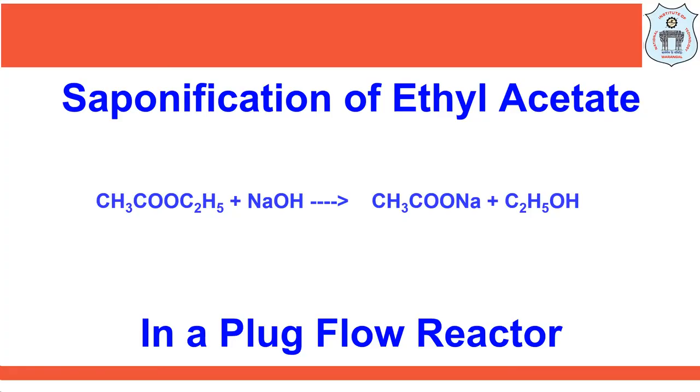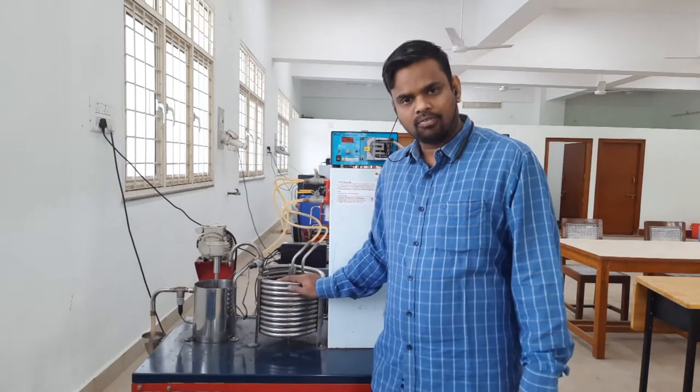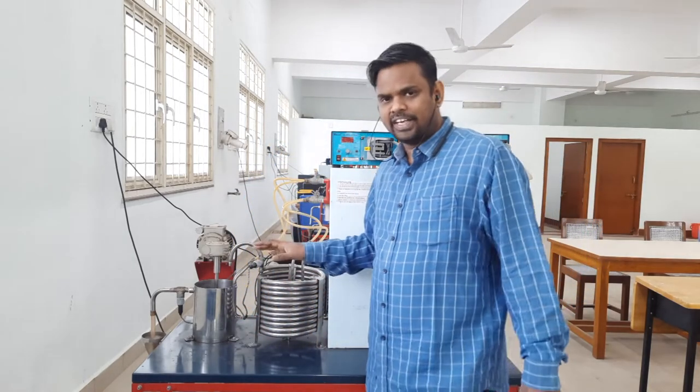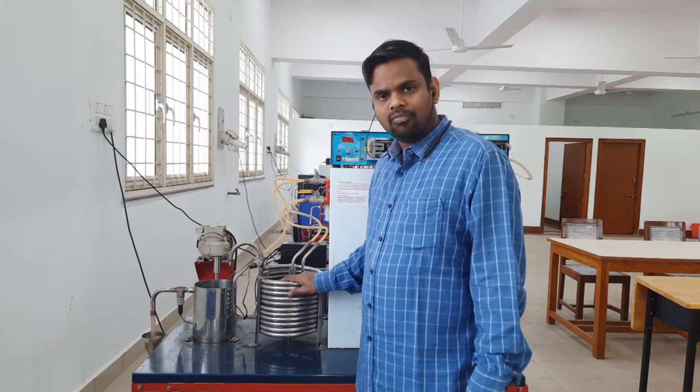The aim of this experiment is to carry out the saponification of ethyl acetate with NaOH in a tubular flow reactor, or plug flow reactor, and to determine the rate constant of the reaction, which is ethyl acetate plus NaOH forming sodium acetate and ethanol. We will be determining the rate constant using the data obtained in a plug flow reactor.